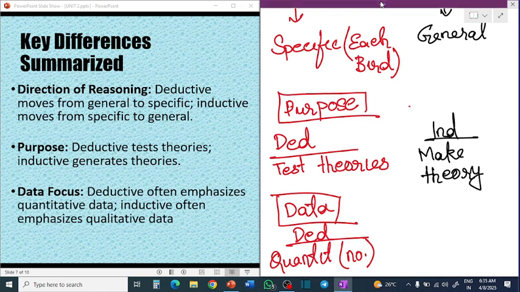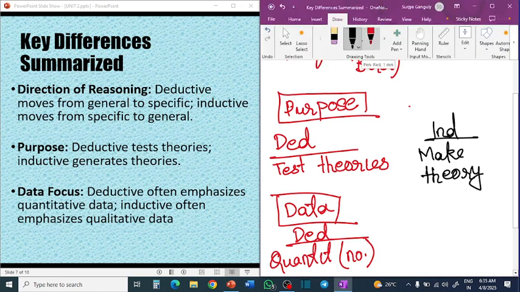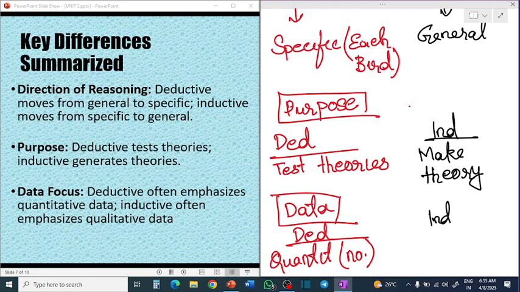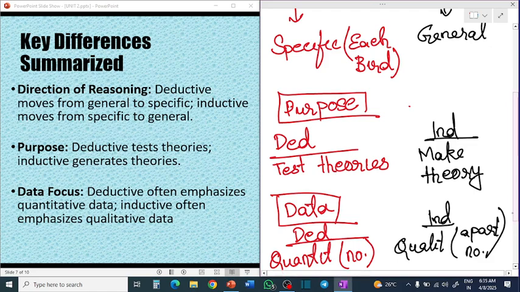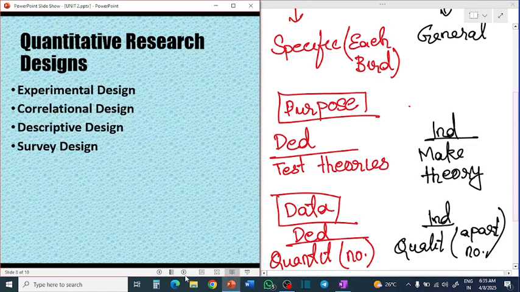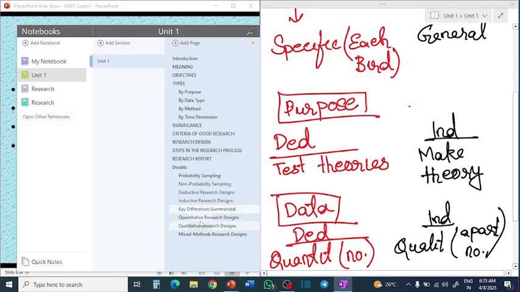And in case of inductive, we look at qualitative data. What is qualitative data? Apart from numbers, all the other types of data are known as qualitative data, like a comment or a review that can't be based on numbers. So we will see more about quantitative and qualitative data. If we talk about qualitative data, let me take a new page.